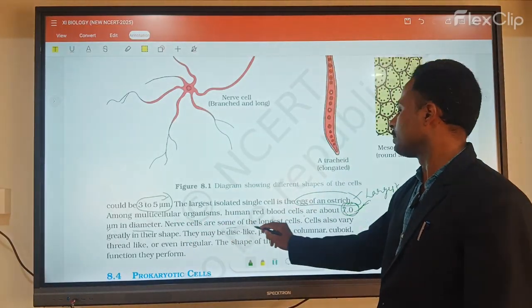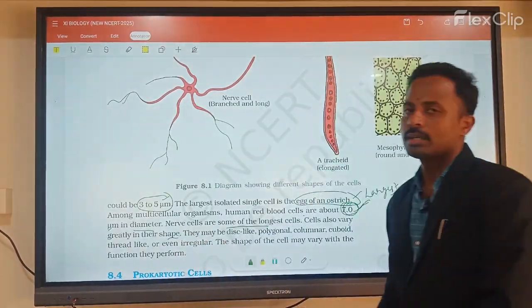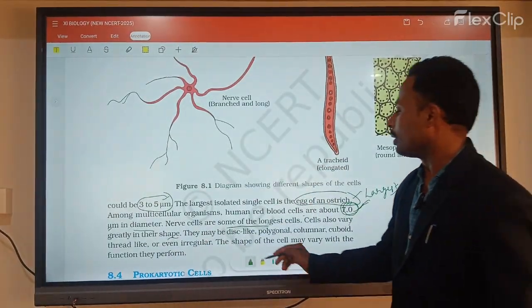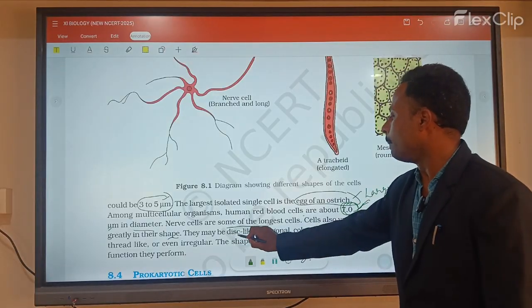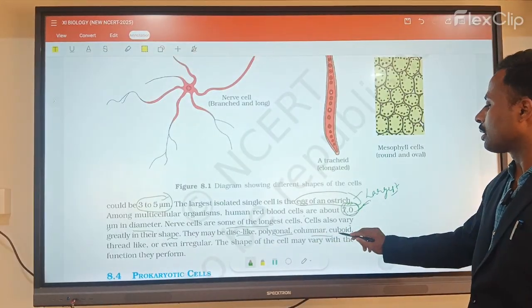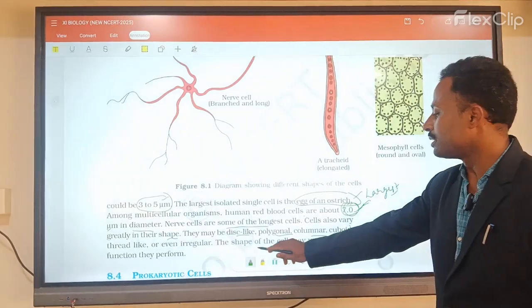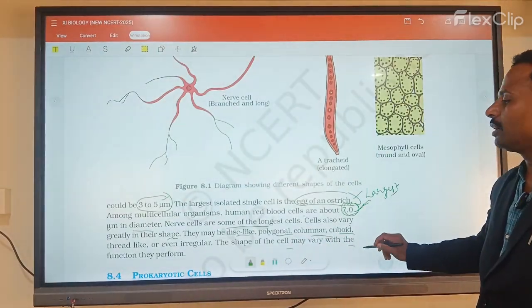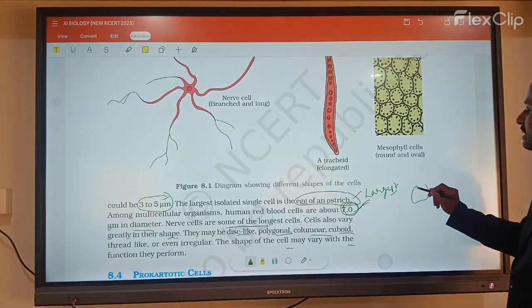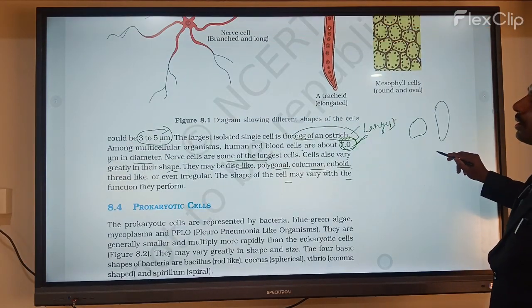The nerve cells are among the longest cells. Cells can vary greatly in their shape. They may be disc-like, polygonal, columnar, cuboid or thread-like structures. The shape of the cell is related to the functions they perform. So different shapes of cells are present in organisms.